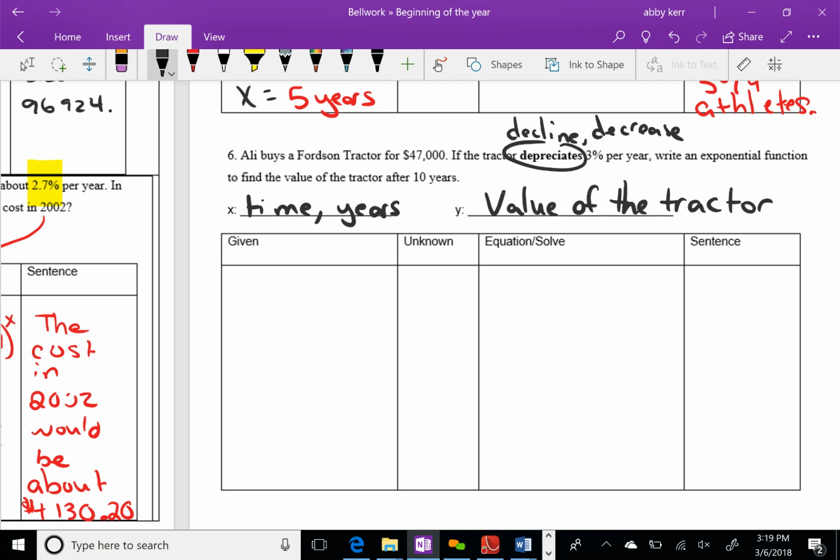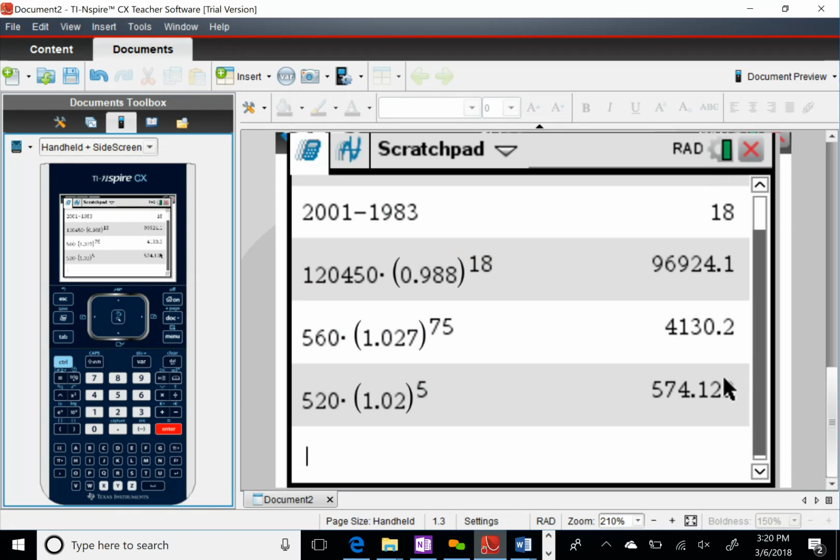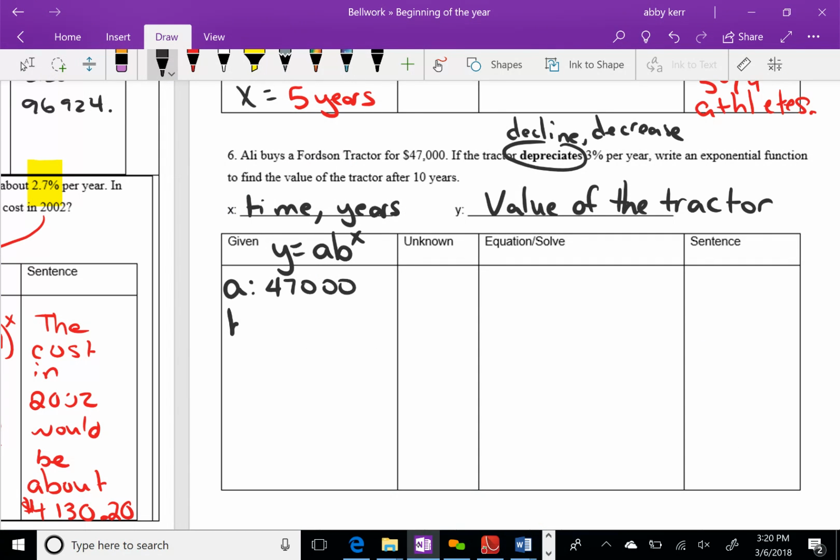So when I find the X and Y, you're really just looking for what are the two main ideas, what are we talking about? And then for our given, we have Y equals A times B raised to the X power. Our A value is our starting value. We know that Ali bought the tractor for $47,000, so that's our beginning value. Now, since we use the word depreciate, which means decline, decrease, you want to look and see, since we're talking about decreasing, it's decay. So we have to do the 1 minus R.